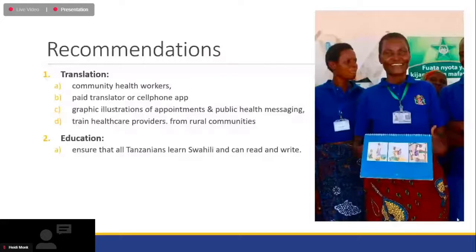Another recommendation is to continue emphasizing formal primary education, whereby if everyone gets a chance to benefit from primary education, it will make it easy for them to read and write Swahili, as Swahili is the means of conducting education in Tanzania.